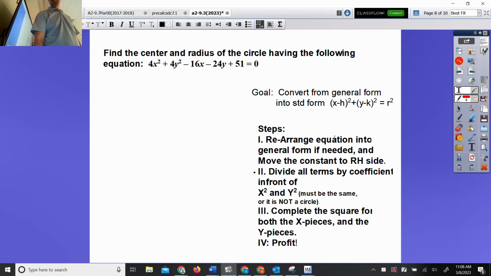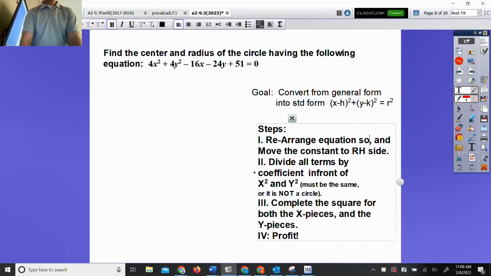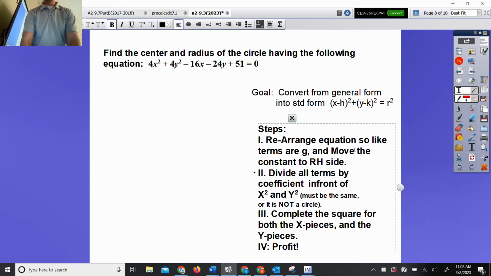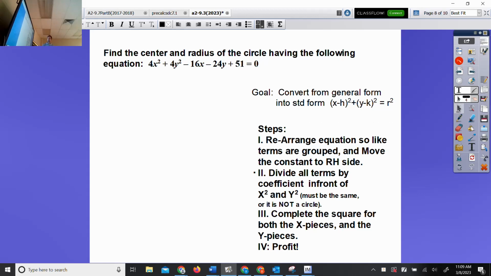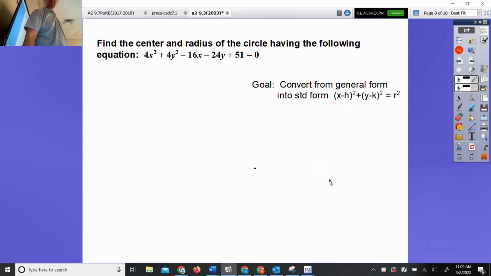You rearrange the equation so like terms are grouped. What I mean by like terms is that x's hang out with x's, y's hang out with y's, and nobody likes the constant. It just gets shoved off in a closet somewhere. You need to rearrange it so that like things are next to each other, and hopefully that'll make sense in just a minute.